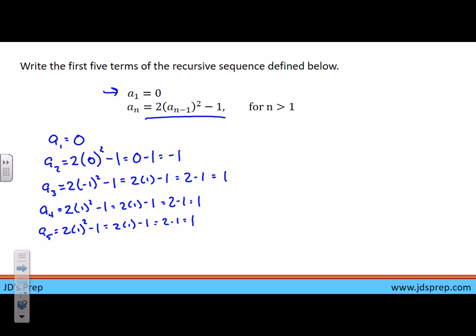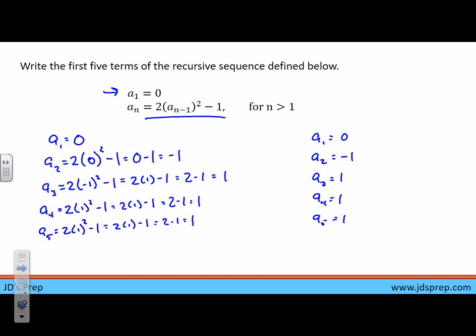So for our first 5 terms, we have a1 equaling 0, a2 equaling negative 1, and then a3, a4, and a5 being positive 1.